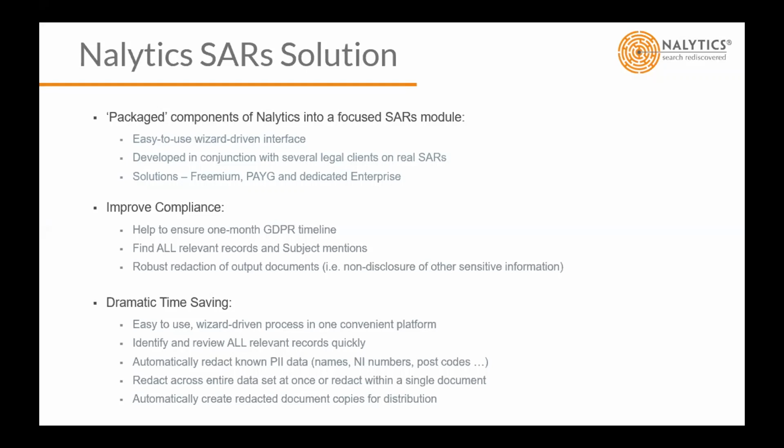So we help improve compliance in terms of being able to meet the timeline. We help find you all the relevant records and data. We have a more robust redaction capability where when we redact things, it redacts across all of the documents rather than just one at a time. And we can automatically identify things to be redacted.